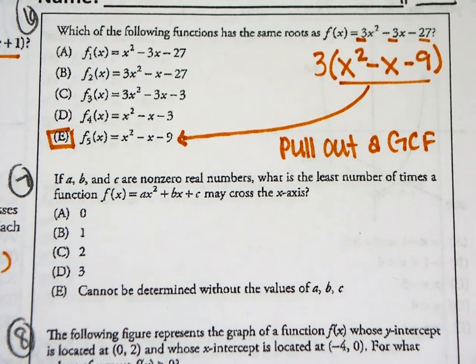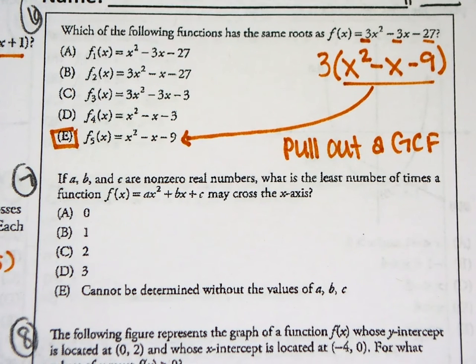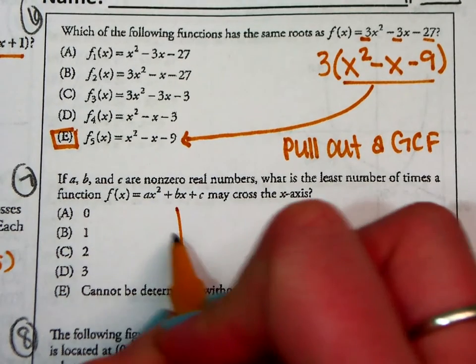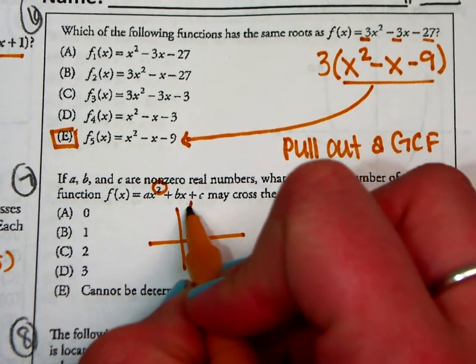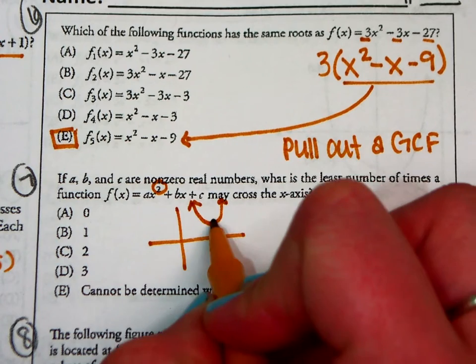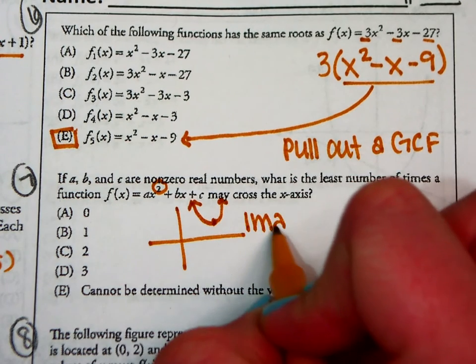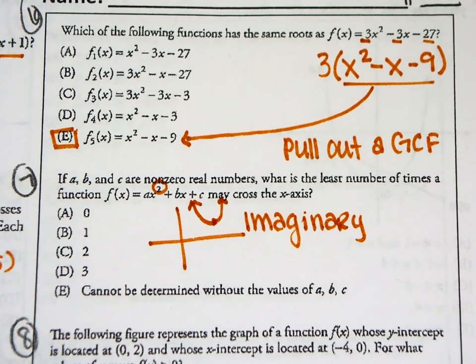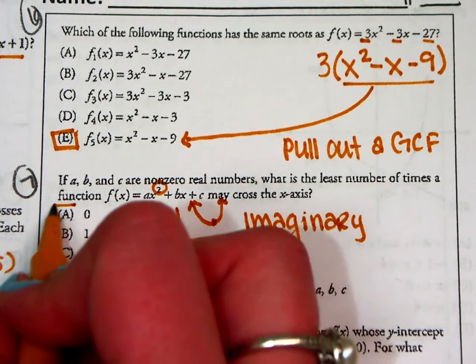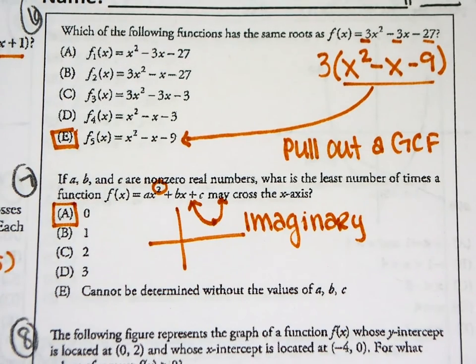Number 7, if A, B, and C are non-zero real numbers, what is the least number of times that a function could cross the x-axis? Well, whenever you have a function and it's telling you that it's squared, so you know it's a parabola, you could have a function that has a root that is imaginary. So technically, it doesn't have to cross the x-axis at all. Depending on the actual function itself, it could be imaginary, which is option A.